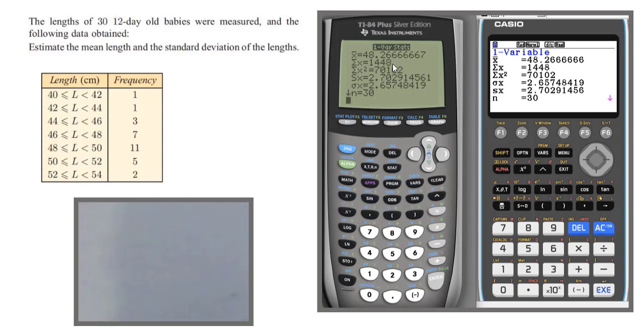So my estimate of the mean length, I'm going to call it mu, but on the calculator it's this x bar. So mu, to 3 significant figures, is 48.3, and the units are centimeters. Sigma is written as sigma x in here. You can see on both calculators it's 2.66, again in centimeters.